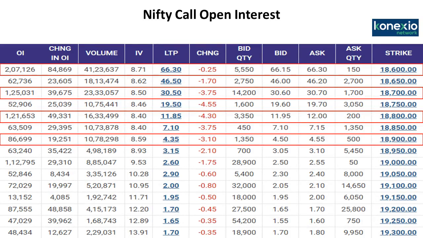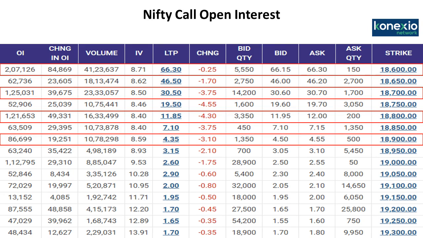So friends, now let us check out the derivative data of Nifty. You will see the Nifty call data. In Nifty calls, the action was seen in 18,600 calls, then 18,700 calls, 18,800 and 18,900 calls. Now here you can see there was a rise in the open interest, rise in the volumes.